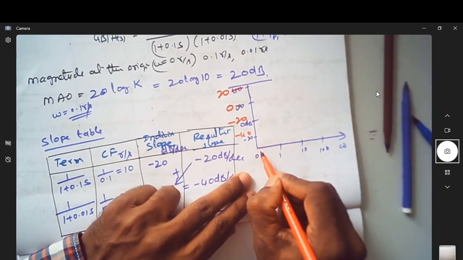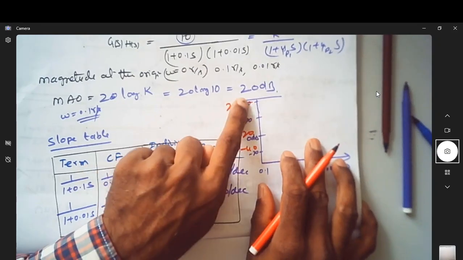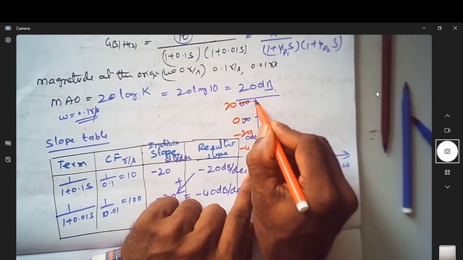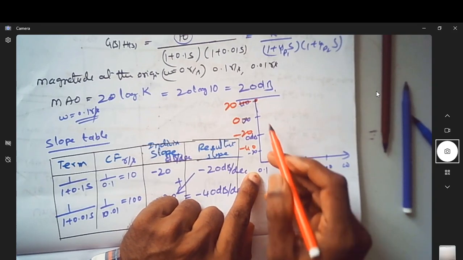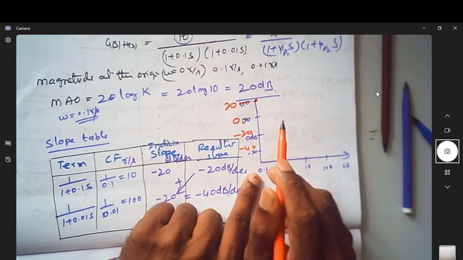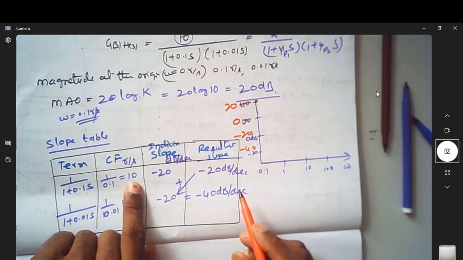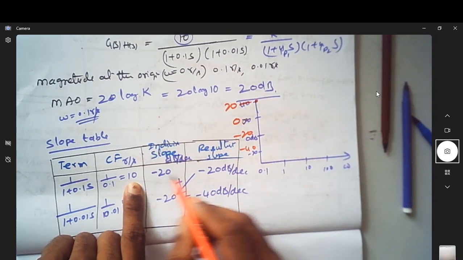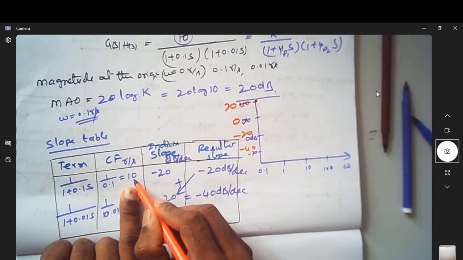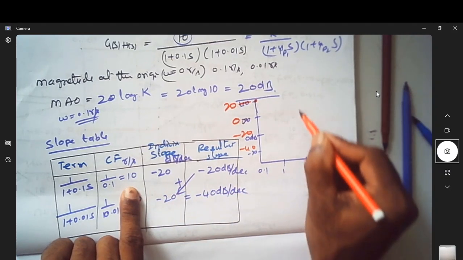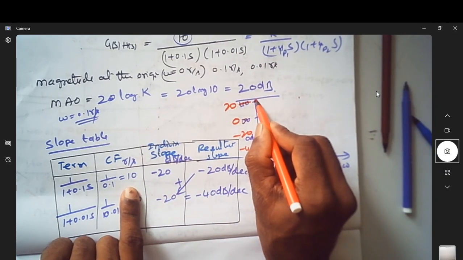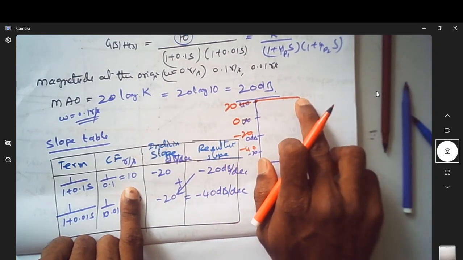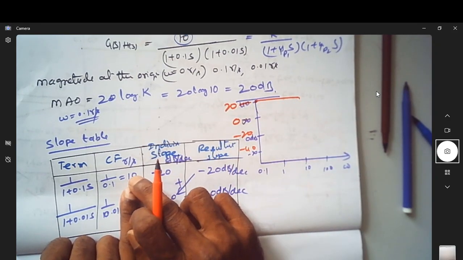So now what is the magnitude at the origin? It is 20 dB. So this is omega equal to 0.1 radian per second. This is the magnitude at the origin. Now where is the slope starting? Does the slope start at 10 radian per second? Whatever magnitude at the origin is there will continue till the first cutoff frequency. Where is the first cutoff frequency? It's at 10. So it is this point. So this will continue till there. No slope. Magnitude is 20 dB till the first cutoff frequency.